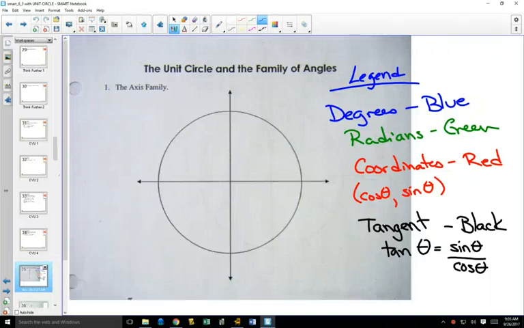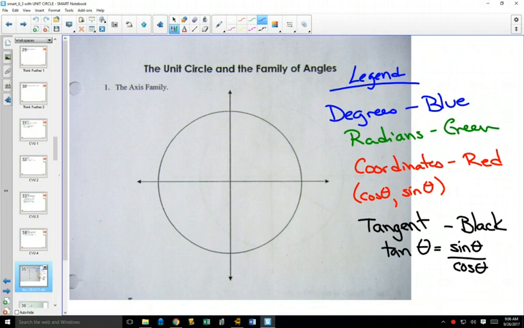So if you've already made your legend and you've chosen 4 different colors, here is our unit circle. So a reminder of what our unit circle is. It's a circle. Its center is right at 0, 0, and it has a radius of 1 unit. That's why it's called a unit circle.